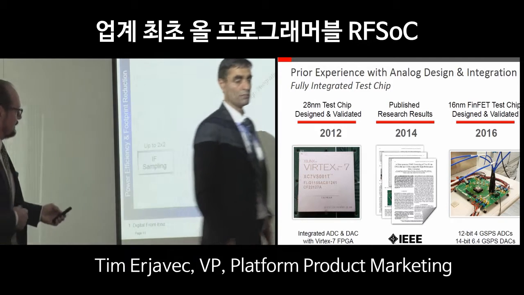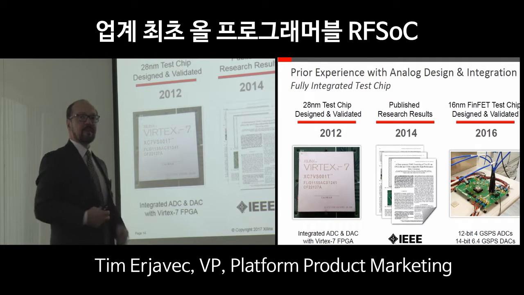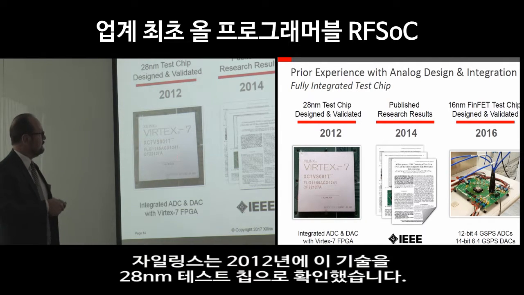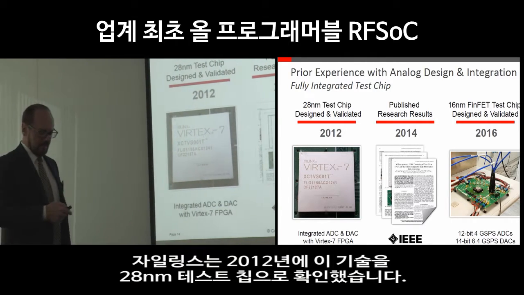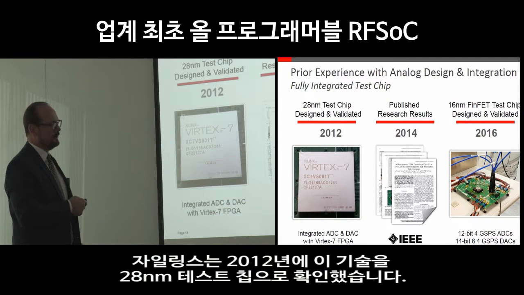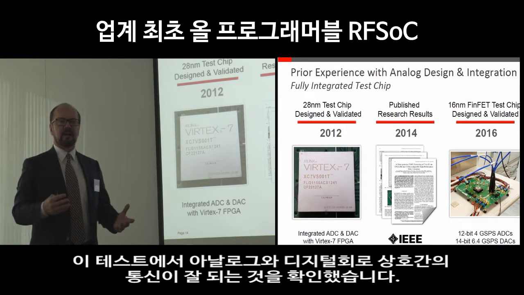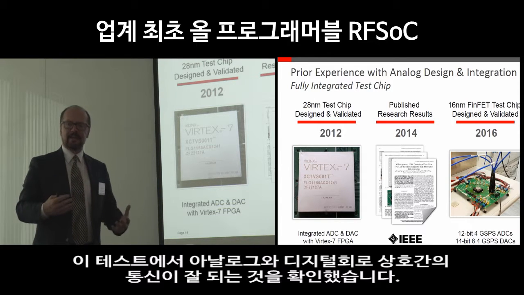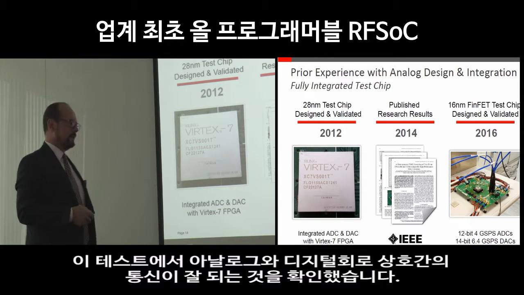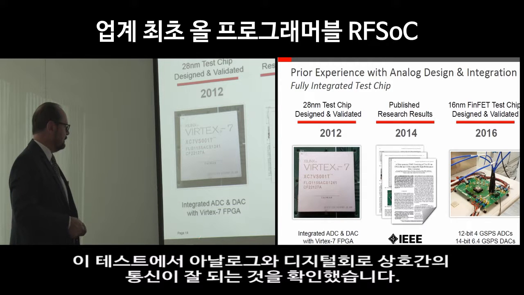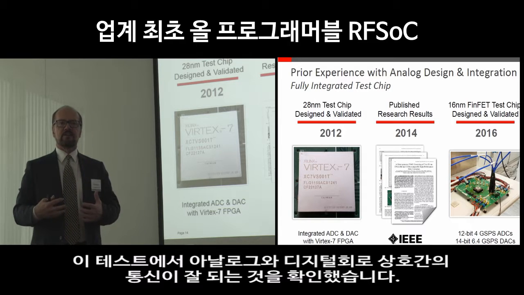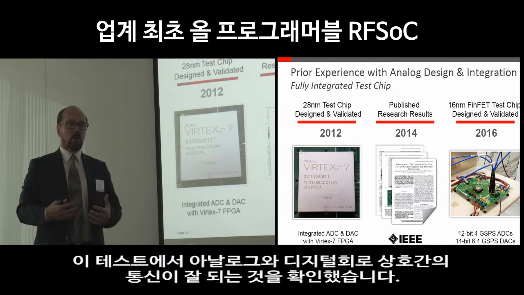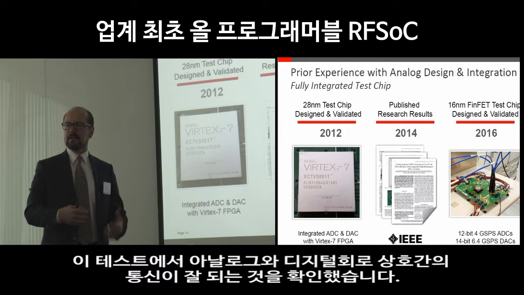Okay, so a little bit about where we are with our development of technology. In 2012, we actually created a test chip of the analog technology of these data converters. We built this on 28 nanometer, designed and validated it. We didn't productize it because it was a test chip to validate these high-speed RF ADCs and DACs. And we coupled that with our Virtex-7 class of FPGA so that the communication between the DACs and ADCs worked and was able to go out and validate our technology.